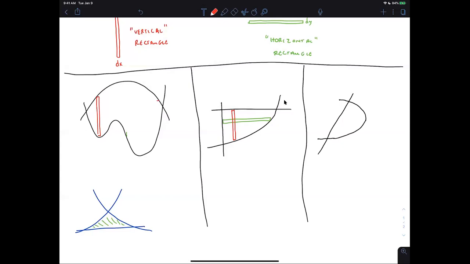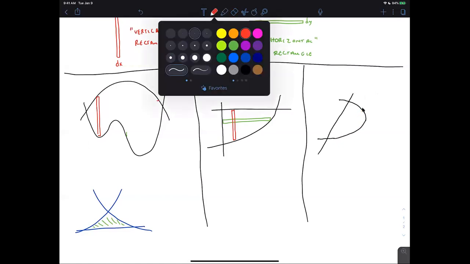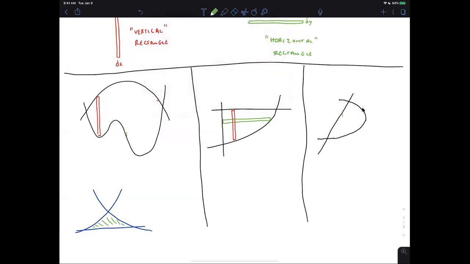On the third one, a vertical rectangle is a bad idea because this one is different from this one, because the top boundary changes. Does everybody get what I mean? Okay, so the top boundary changes, we would like to avoid that. So we don't want to use a vertical rectangle. A horizontal rectangle, the boundaries do not change.